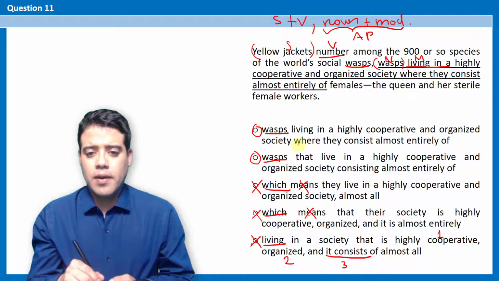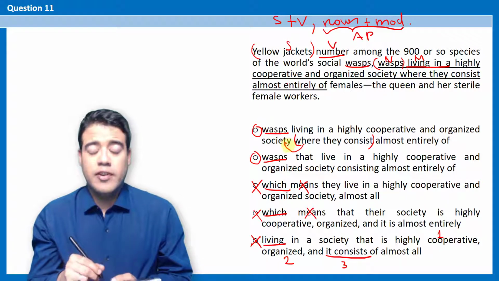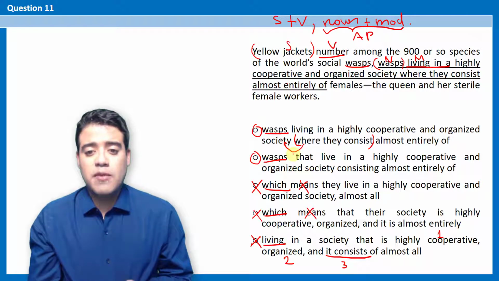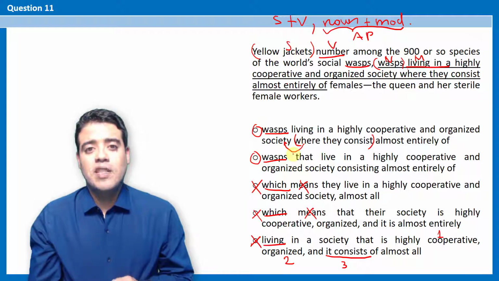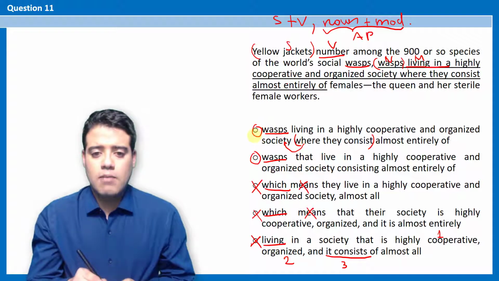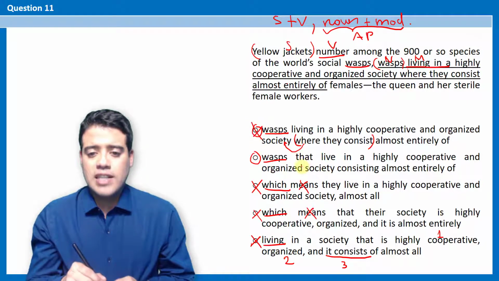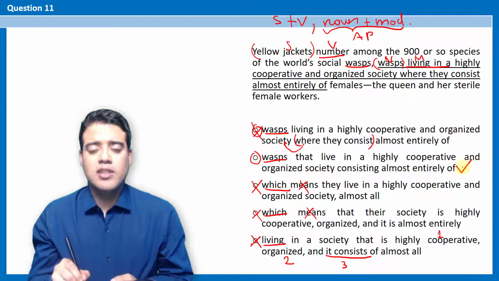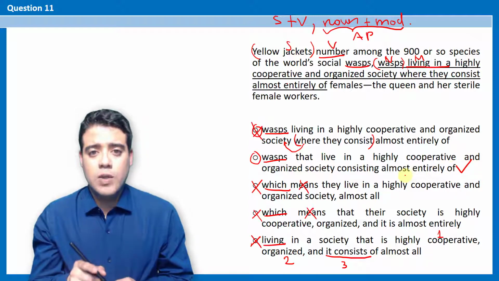Okay, be careful here. The first one says a society where they consist. Where refers to, it could refer to society, that's okay, but I cannot say they consist because they refers to wasps. And wasps cannot consist of females. The society consists of females, not the wasps. Be careful. So A cannot be my answer. I need wasps that live in a highly cooperative and organized society consisting almost entirely of females. B was the best choice. So this is a highly advanced question.